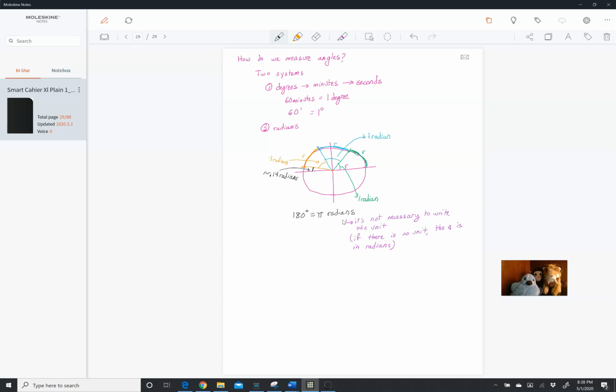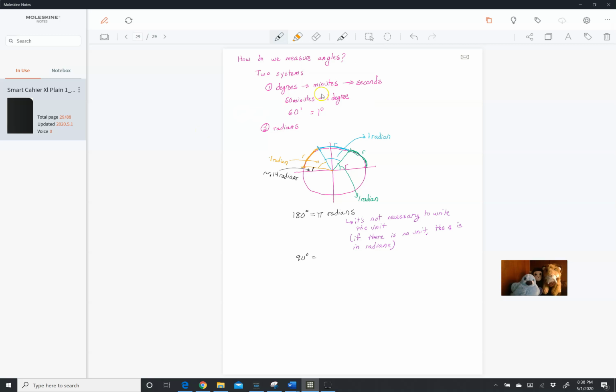Whereas here, it's essentially we have degrees, minutes, seconds, and then we have radians. So we can say, well, if there's nothing written, then we would say it's in radians, okay? So if there's no unit, then it's in radians. So we would say 180 degrees is just equal to pi. We wouldn't put the radians, okay? So if 180 degrees is equal to pi, now we can actually go through and figure out, for example, what 90 degrees is.